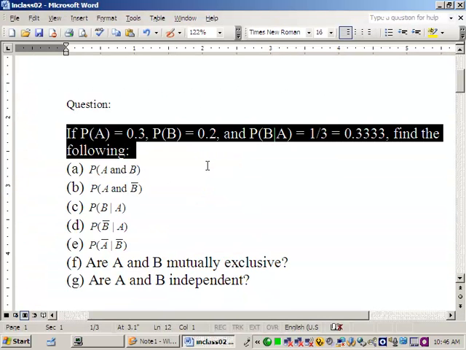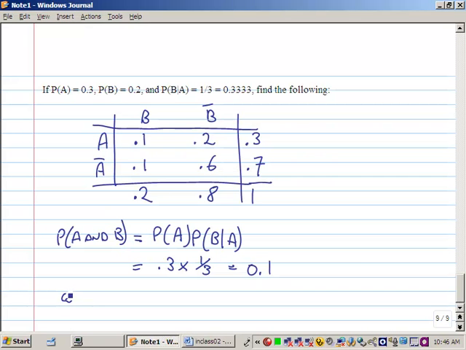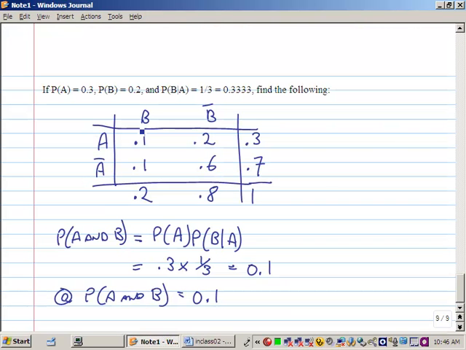All right, so let's go back to our problem here. All right, so the first question, A and B. Actually, we've just worked that out, right? But at this point, we'll just read from the table, 0.1. Okay, that element there. Second, probability of A and B bar. Again, it's a joint probability. We read directly from the table. A and B bar. This value here is 0.2.